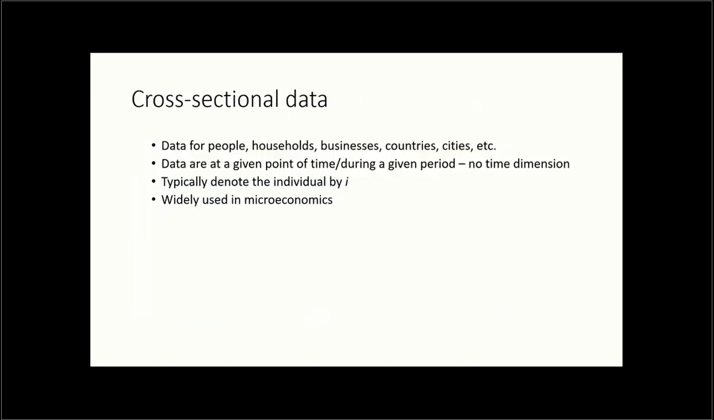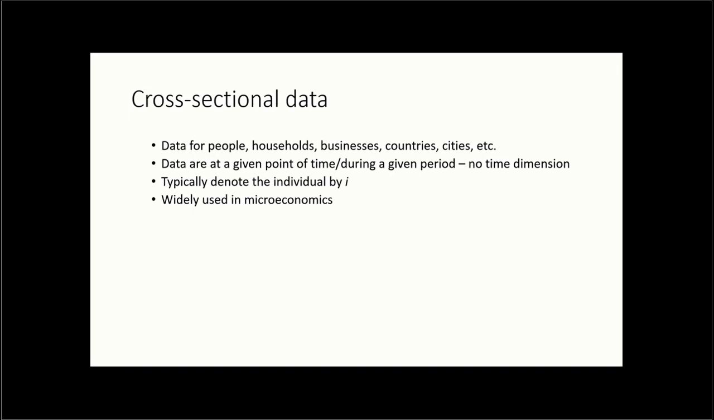So looking into cross-sectional data, this would be data for people or households or businesses or countries or cities and so on. So this would be the cross-sectional dimension of the data. The data would be at a given point of time or during a given period, but there's no time dimension. There won't be multiple time periods in this type of data. And we would typically denote the individual by i, although you can use another notation, but that's the typical one, i.